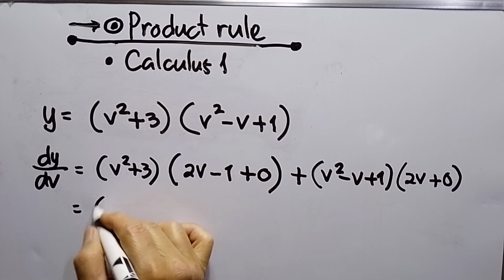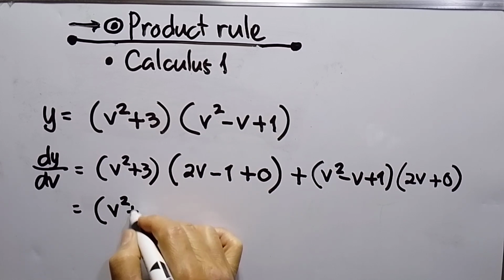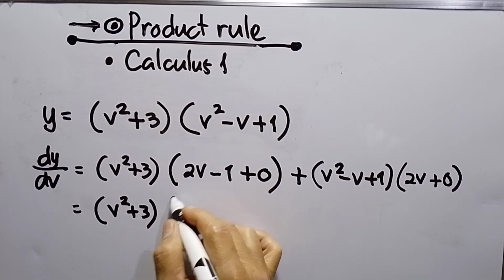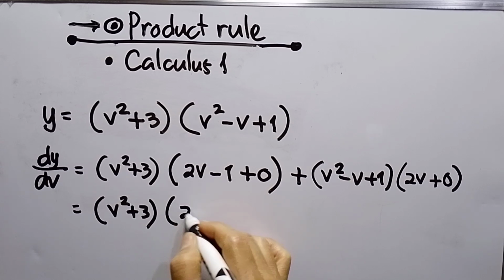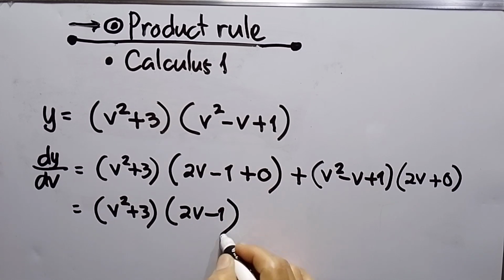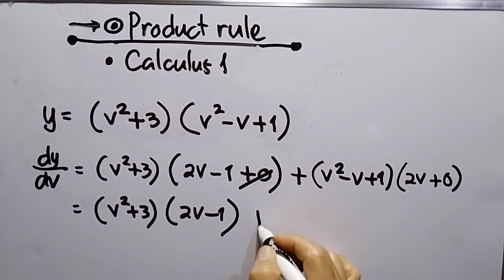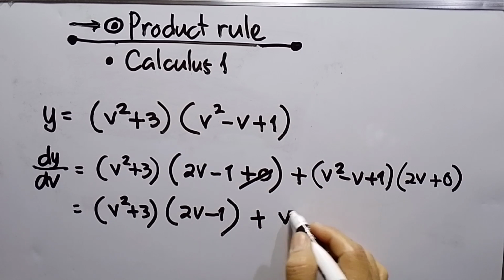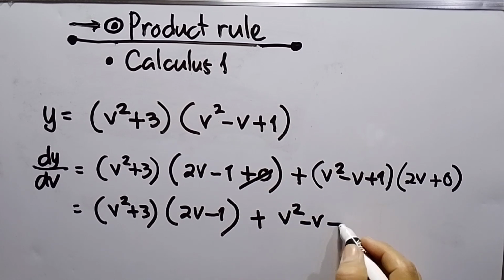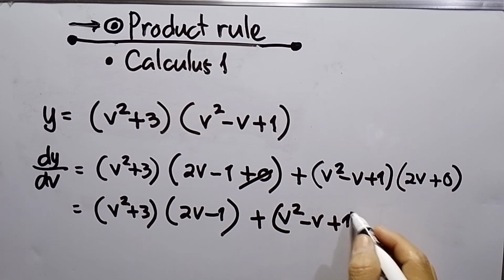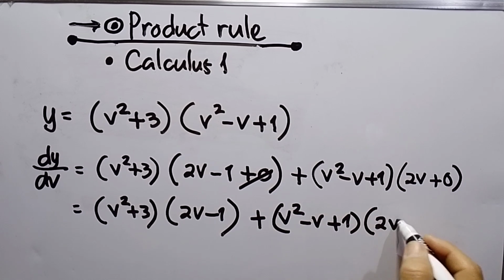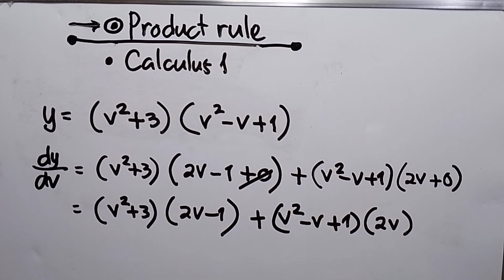So this will be (v squared plus 3) times (2v minus 1), plus (v squared minus v plus 1) times 2v, and then simplify.